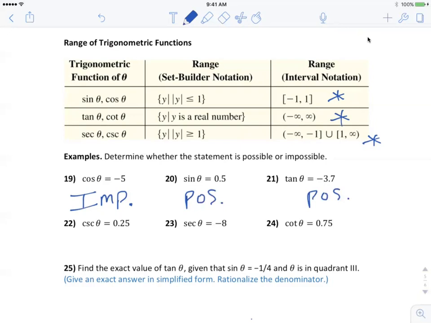How about cosecant 0.25? Nope, can't do it, right? Because cosecant's always going to be greater than 1 or less than -1. So that's impossible. Secant -8, for sure. We can do that. It's less than -1. Okay. Cotangent, you don't even have to think about it. It's possible. The POS stands for possible, not positive. Man, that's confusing. Let's just write those out.